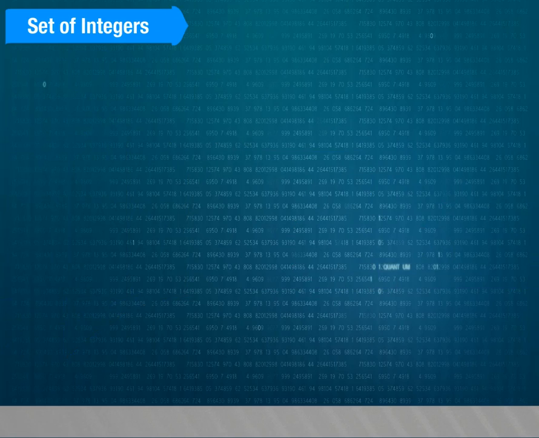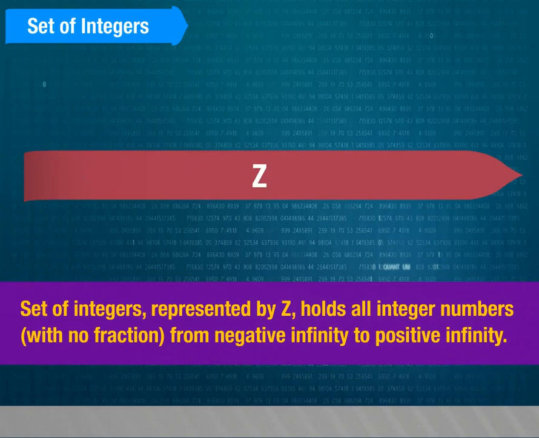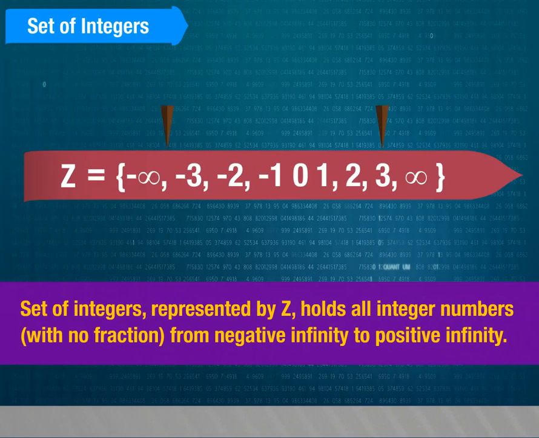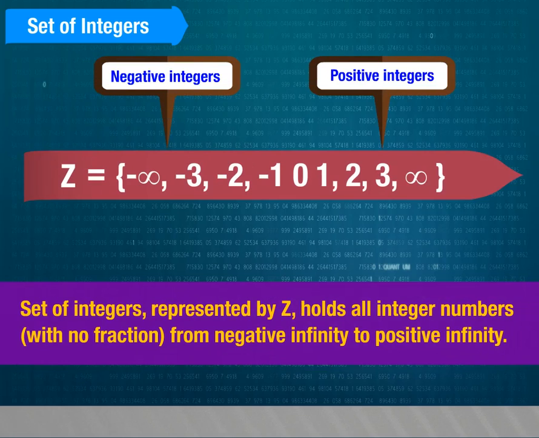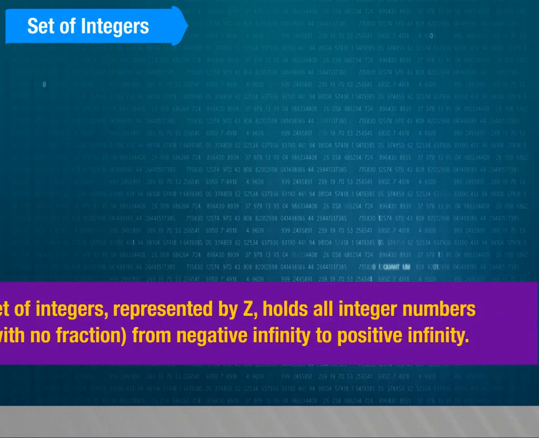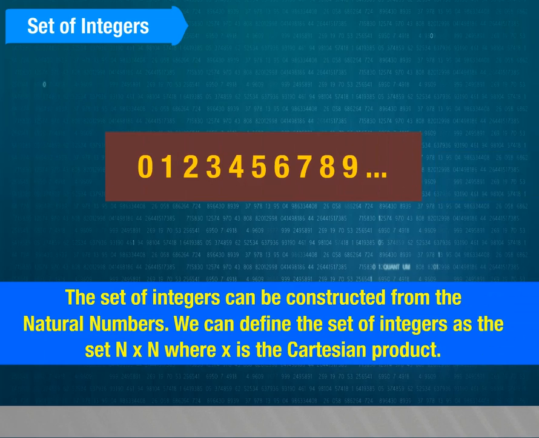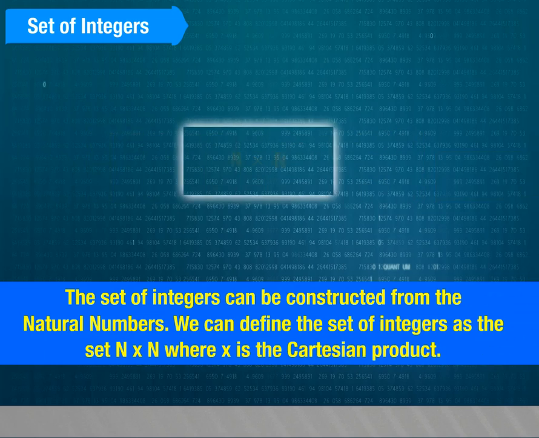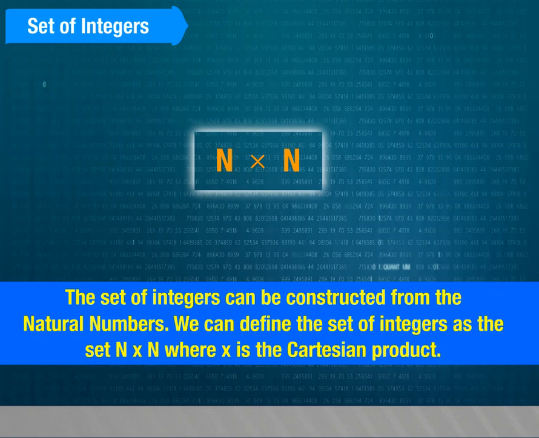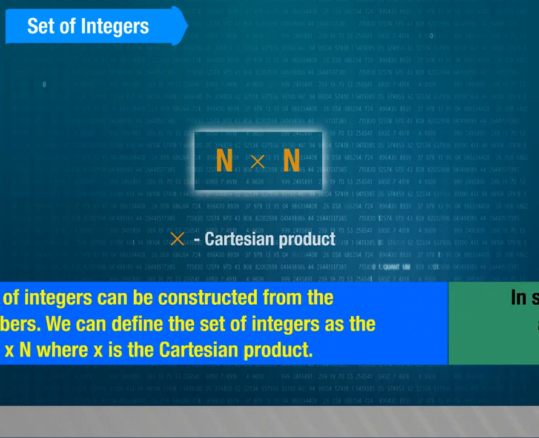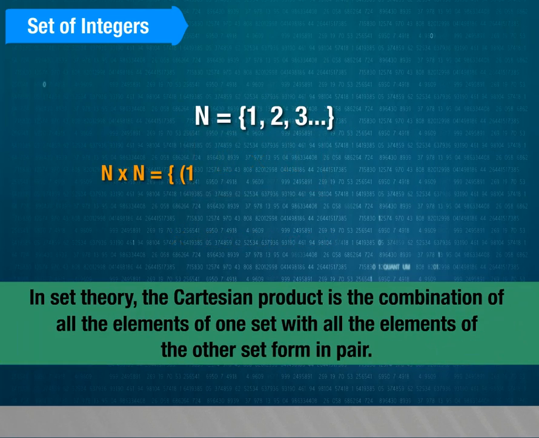Set of integers. The set of integers, represented by Z, holds all integer numbers with no fraction, from -infinity to +infinity. The set of integers can be constructed from the natural numbers. We can define the set of integers as the set N × N, where × is the Cartesian product. In set theory, the Cartesian product is the combination of all the elements of one set with all the elements of the other set, formed in pairs.